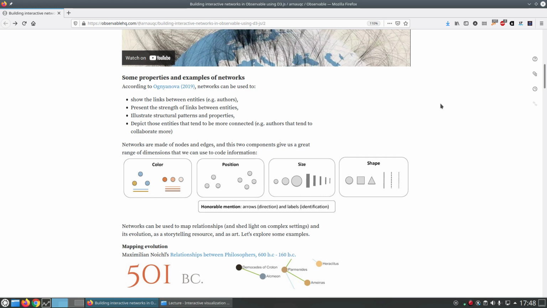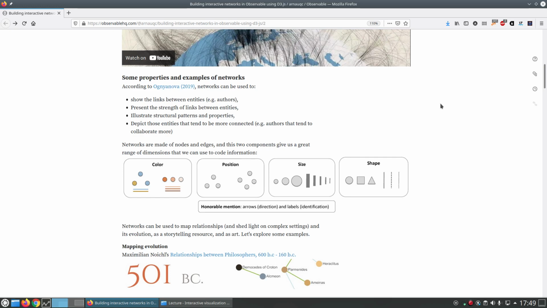Then the position. As I said before, when we place all the nodes in a network, the position that they have gives a lot of information, because it depicts the patterns that these nodes have. It gives us information about the topology, about the structure of this network, and this is really important.